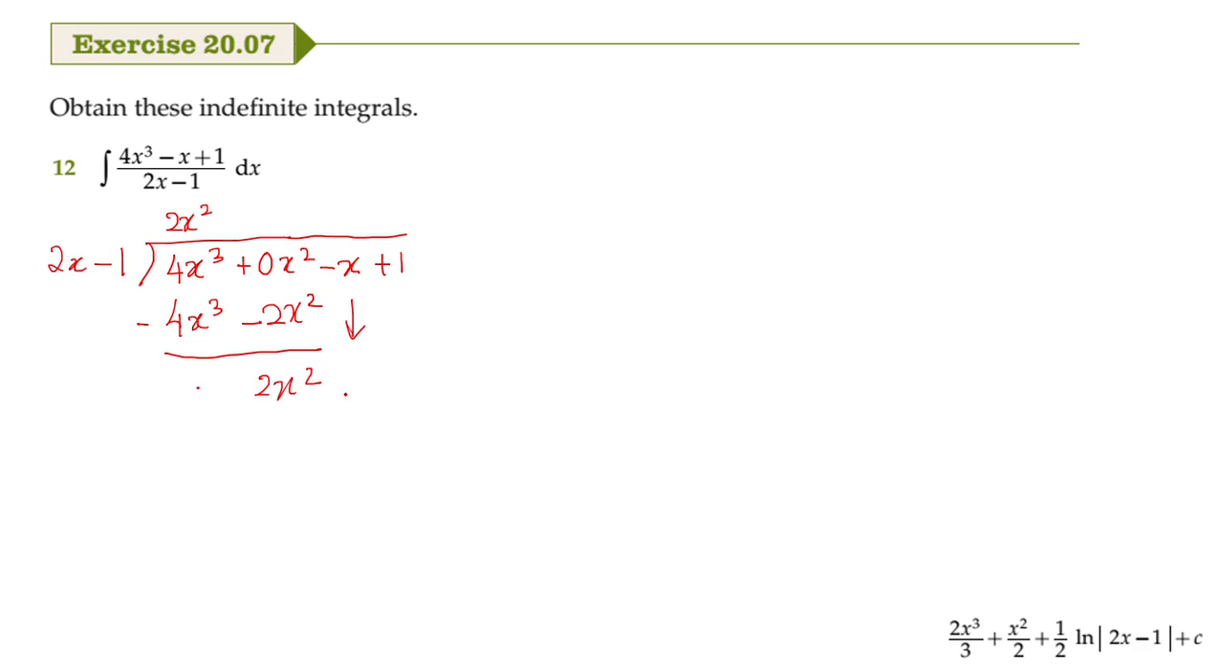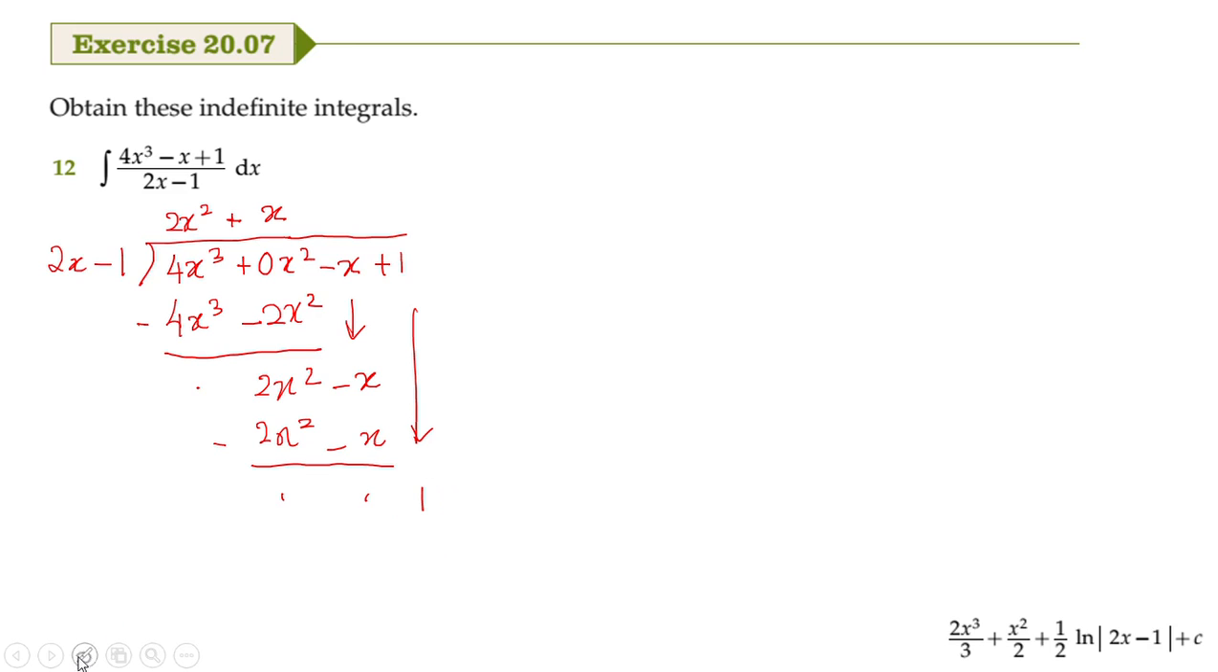Okay, now you bring down negative x over here. So the suitable multiplication is x. So therefore you will have 2x squared minus x. So subtract these two, you have 0 and 0. Bring down 1. So there is nothing that we can multiply, put into the quotient. So therefore we decide this one as a remainder.